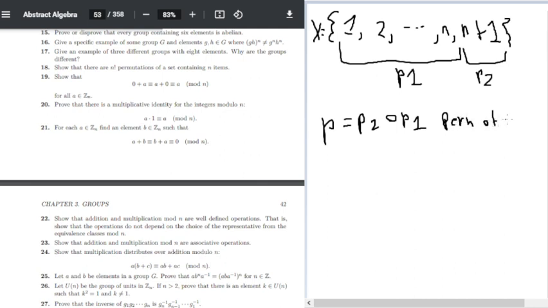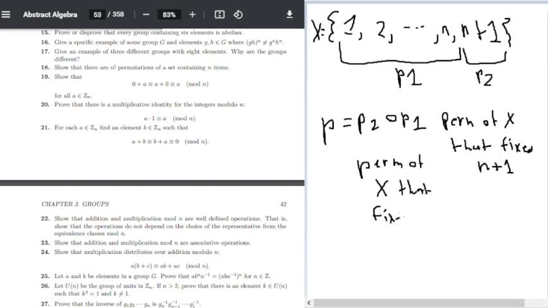Permutation of x that fixes n plus 1, permutation of x that fixes 1, 2, ..., n. Right. Okay. Oh, it's all coming together. This is very nice.